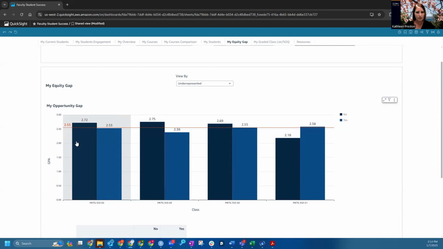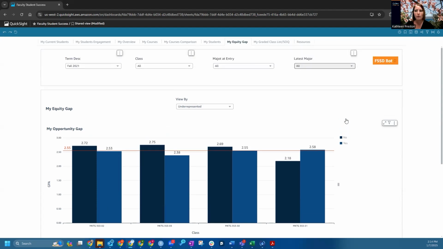So here we have selected to view by underrepresented status. The darker blue is a no, they are not considered underrepresented status, and the yeses are that they are considered underrepresented.